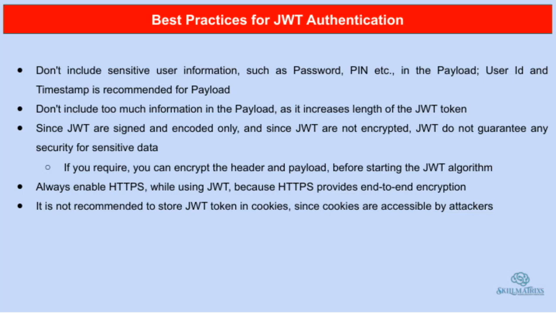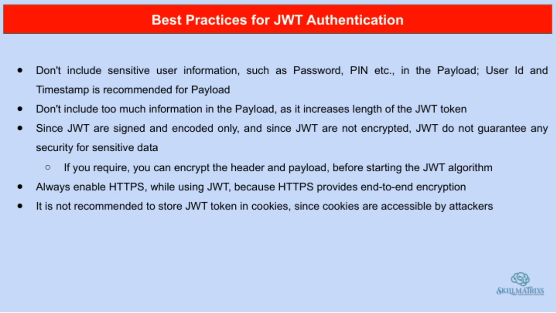Let's take a closer look at this sample JWT token, which appears as a long string of characters. This is a typical example of how JWTs are structured. The first part is the header, which specifies the type of token and the signing algorithm used.